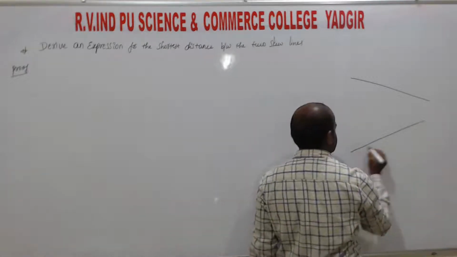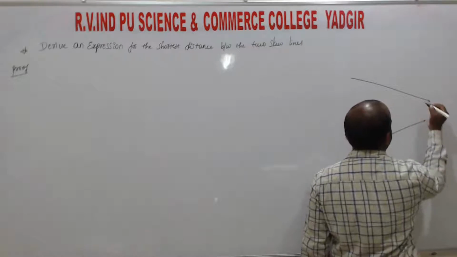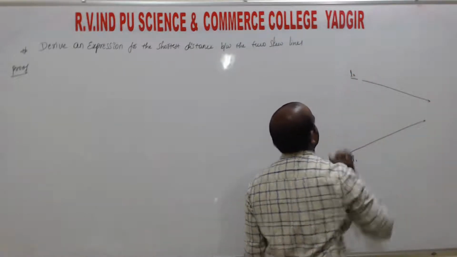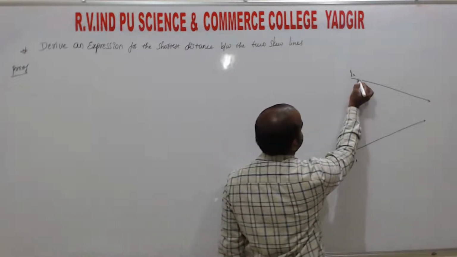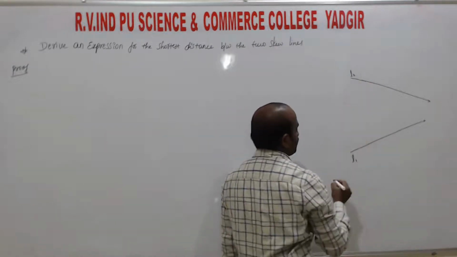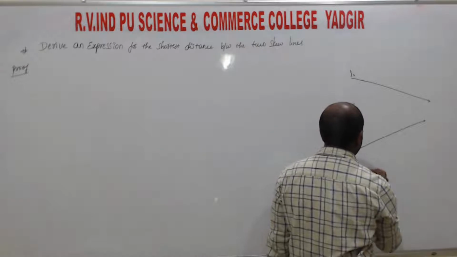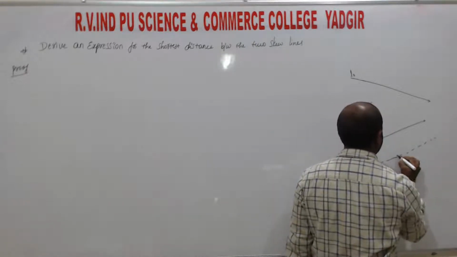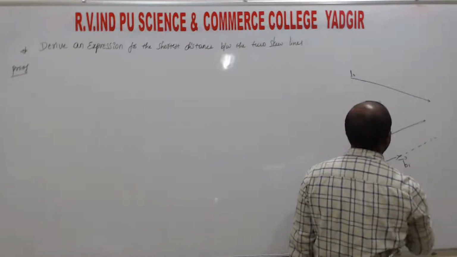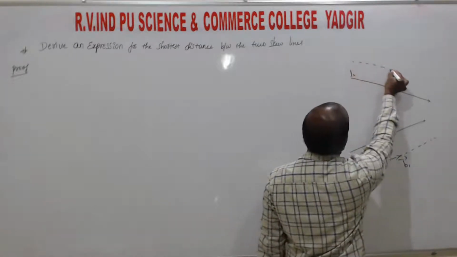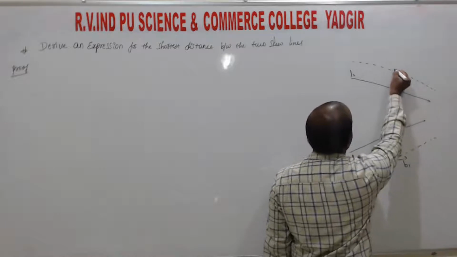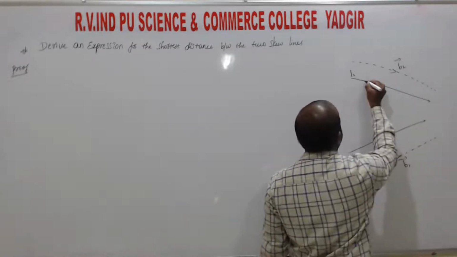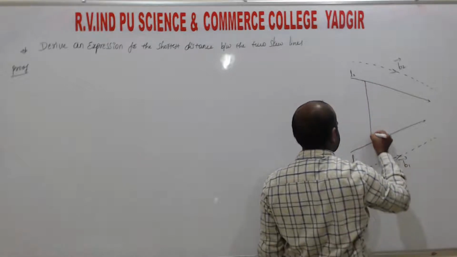Two skew lines L1 and L2, and parallel to the lines B1 and B2 vectors. This is the B1 vector, this is the B2 vector, and this is the line of shortest distance.